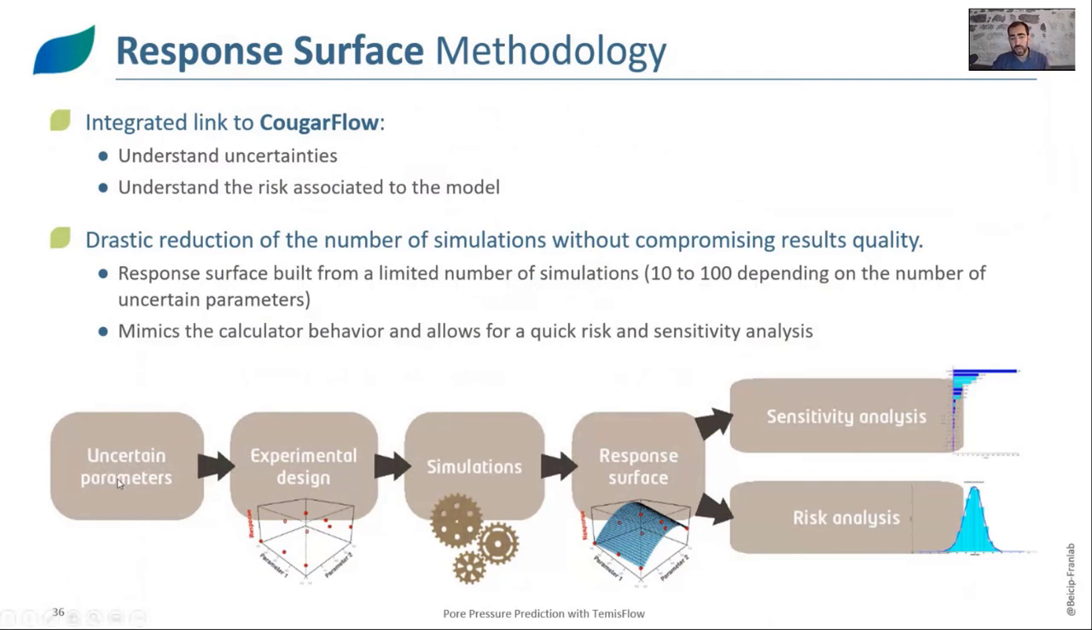From that variation, the software will give you an experimental design, which is a limited number of simulations that need to be launched in order to properly characterize the uncertainty space. You launch these simulations, and from their results, you build a response surface that will mimic the calculator behavior. And on that surface, you can sample 10,000, 100,000 simulations to have a quantified vision of the variability of the model in just a few seconds. And that will give you access to a sensitivity analysis and a risk analysis.